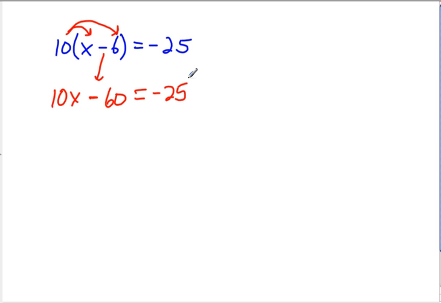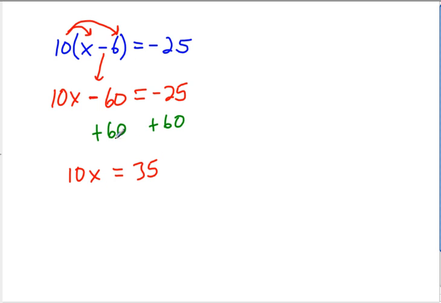Now we can go about doing our usual add 60 to both sides. Make sure when you're doing this in class that you are showing your work. This will be 35, it looks like. And then divide by 10.